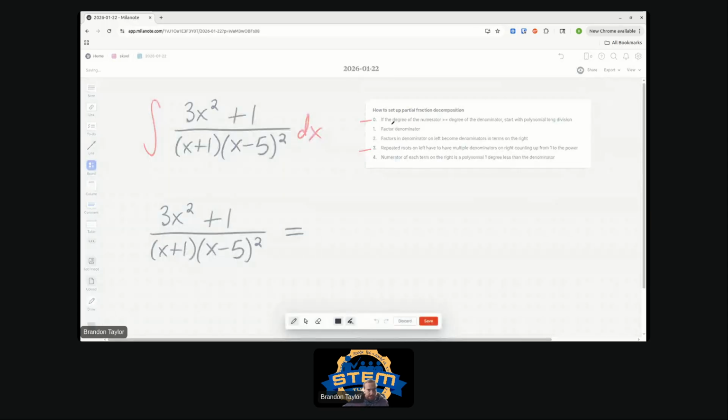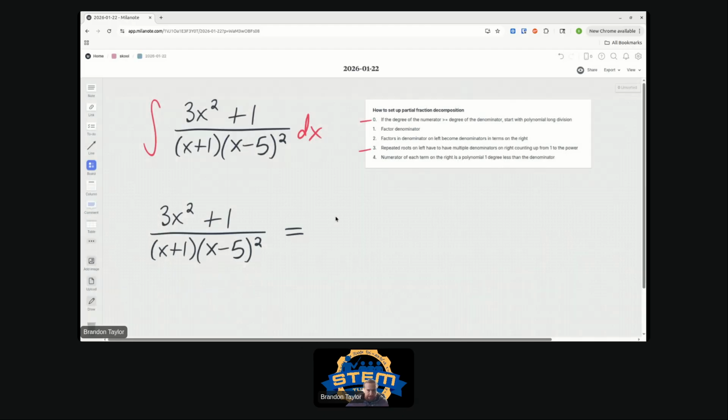And honestly, we don't need to do step 1 because it's already been done for us. They've already factored the denominator. It would have been a lot more annoying, like I said, if we started off with something like this, I'm just making this up, and we had to factor it. That would have been a lot more work. But we don't have to do that.